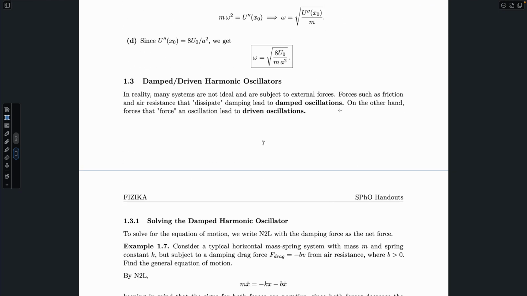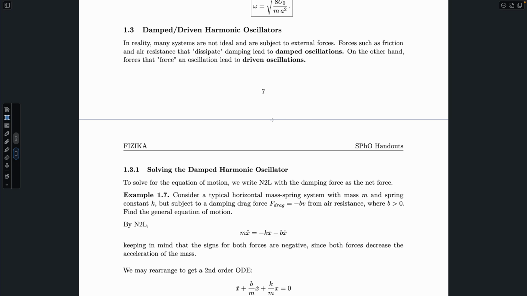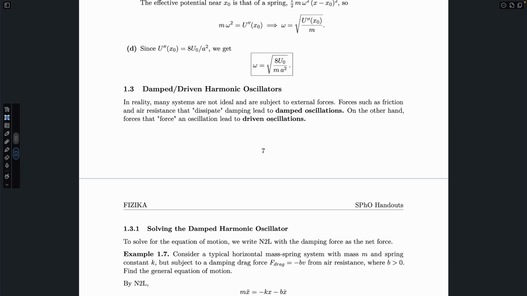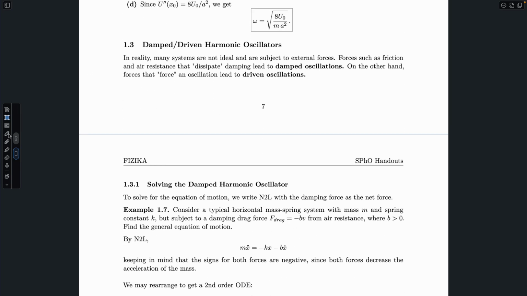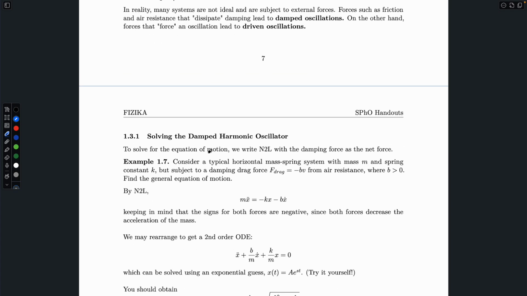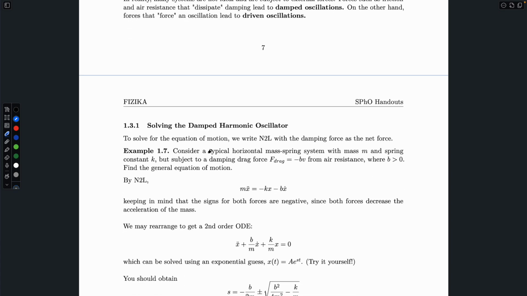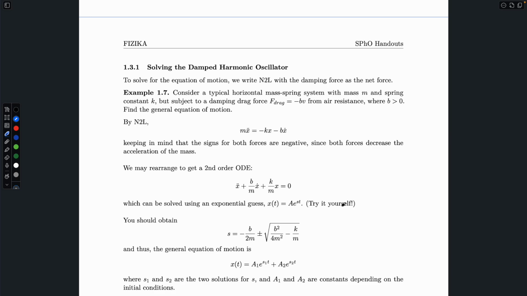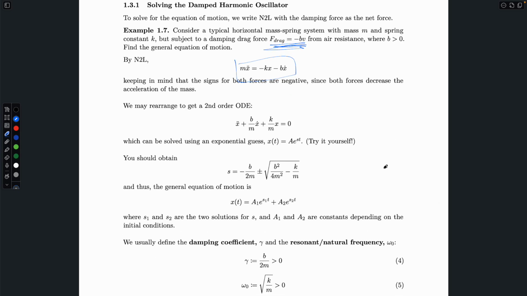Now we'll talk about damped and driven oscillators. So this is the math heavy part. It's quite rarely tested in SPhO, so I won't talk too much about it. It's more of applying math. So you basically have this drag term, which is proportional to the velocity, and when you write out F equals ma, you'll get this differential equation. And then you can solve this differential equation.